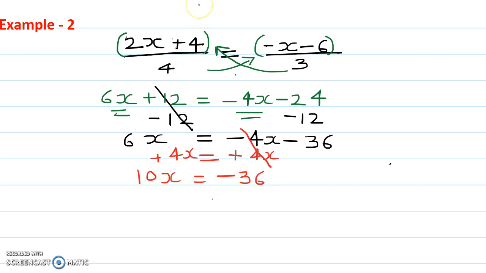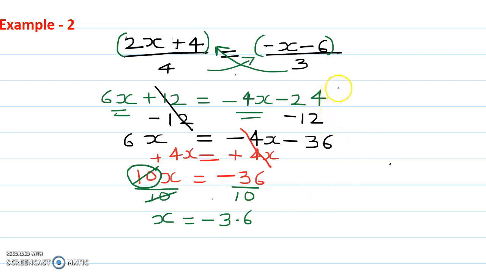Now which number is the troubling number here? If you have a look, which number is the troubling number here? This number, because we want x. 10 is with x, so we don't want 10. So the best thing is to get rid of 10. You divide by 10 here and divide by 10 here. So 10 divided by 10, 10 and 10 will be cancelled out. So it is x, and minus 36 divided by 10, that is minus 3.6.